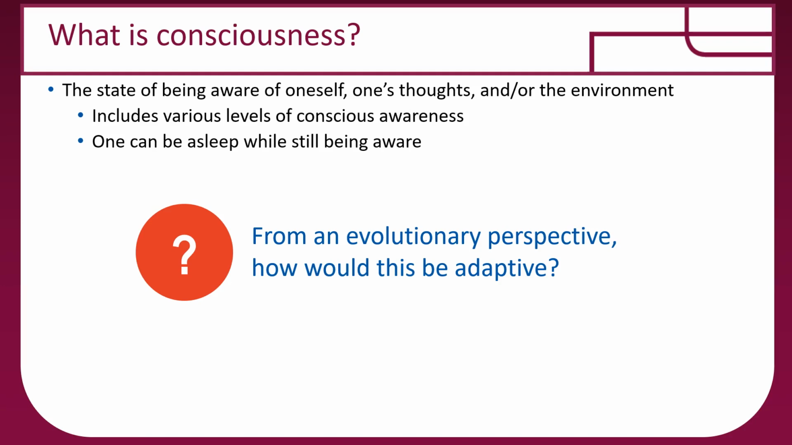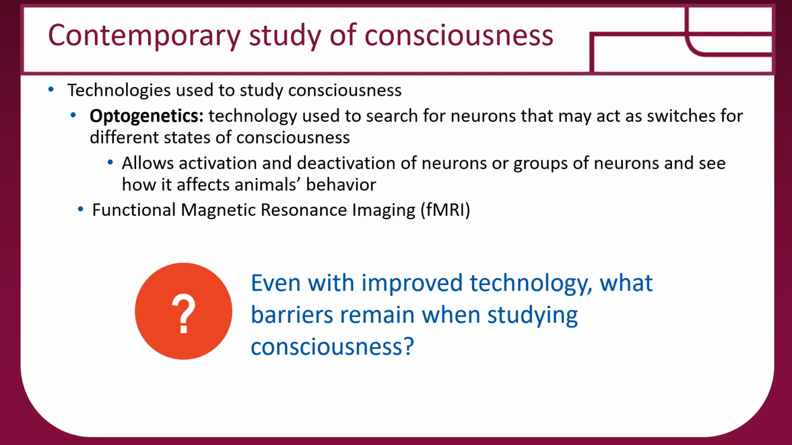And there are various levels of conscious awareness, from fully conscious to when you're falling asleep and you're kind of in and out of consciousness. And certainly you can even be asleep while still being aware of things going on around you. And you could think about, well, how would that be adaptive? If you're asleep but still aware of what's going on around you, why would that be helpful from an evolutionary perspective? And of course, I think about predators and things that might want to hurt you. So even though you're asleep, you can still kind of be aware of noises and sounds and things that are around you.